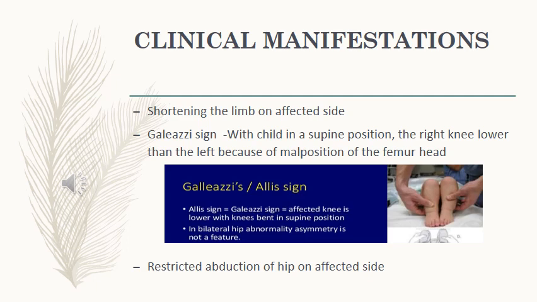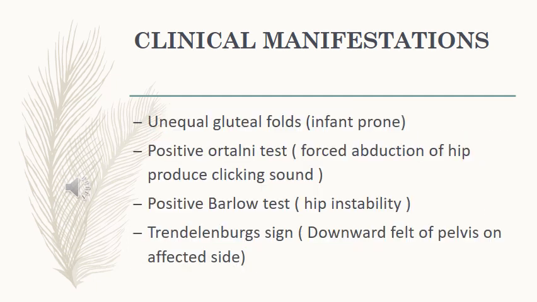Clinical manifestation: shortening of the limb on the affected side. Galeazzi sign: when a child is in a supine position, the right knee is lower than the left because of malposition of the femoral head. Restricted abduction of the hip on the affected side. Unequal gluteal folds. Forced abduction of the hip produces a clicking sound, that is called the Ortolani test.